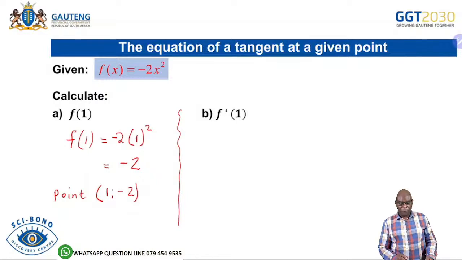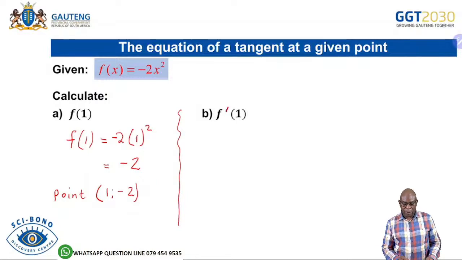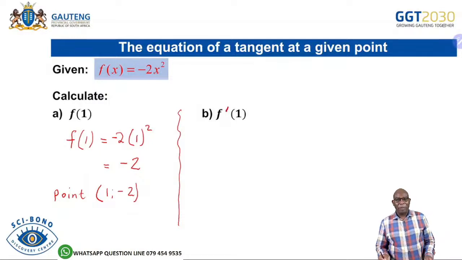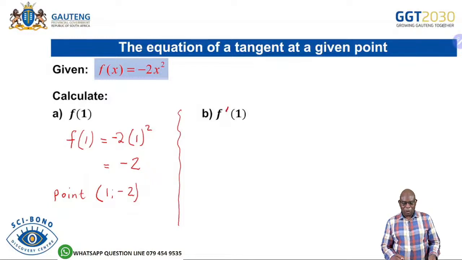Now f prime of 1, see that sign there, f prime of 1, what does that mean? It means, remember we have done rules of differentiation, you have to derive. So I first need to derive, and after deriving, you check the answer that I'm going to get there. So first of all, I'm going to say f prime of x is equal to. In other words, now I'm deriving that one.